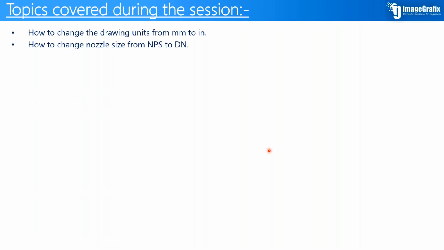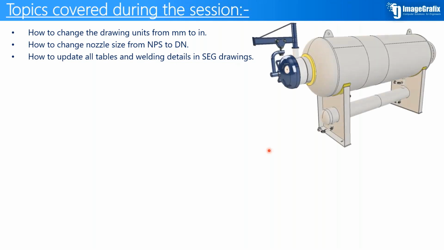So in this demo, we will know how to change the drawing units from millimeter to inches, and how to change the nozzle size from NPS to DIN if you would like to change it on the nozzle table, and how to update your tables and the welding tips. And sometimes you will add some elements or add nozzles to your model, and if you would like to update the tables in your drawing, how you can do that.